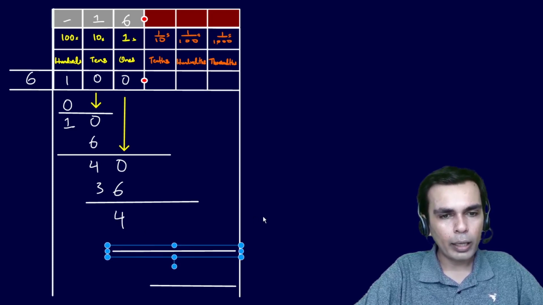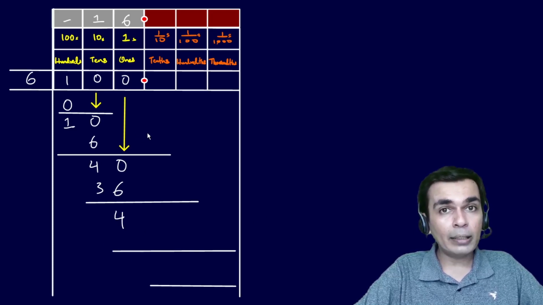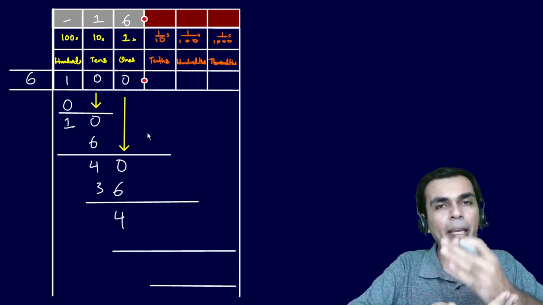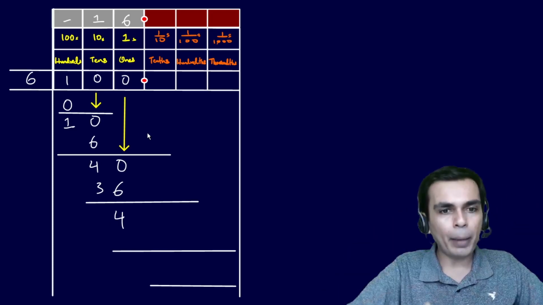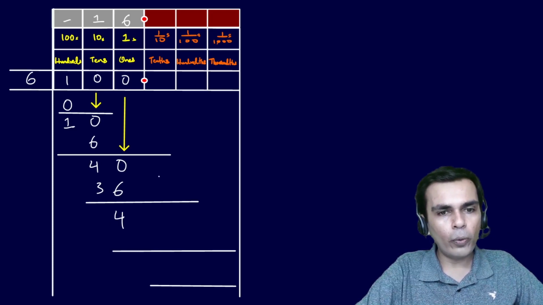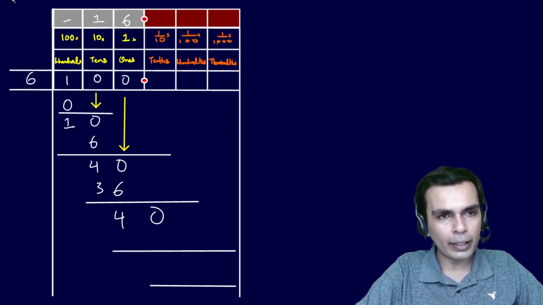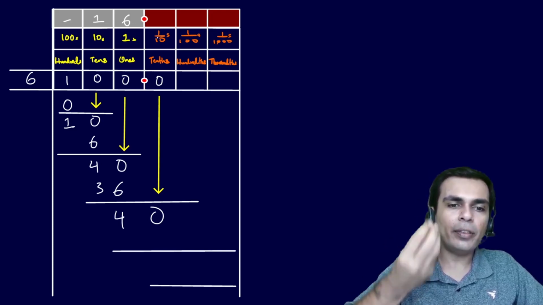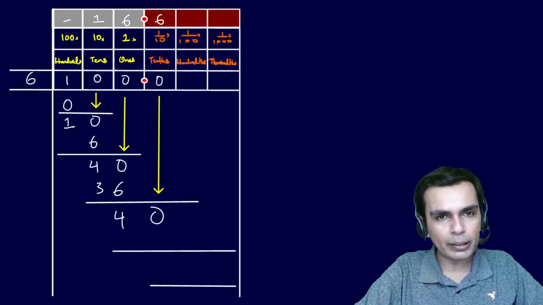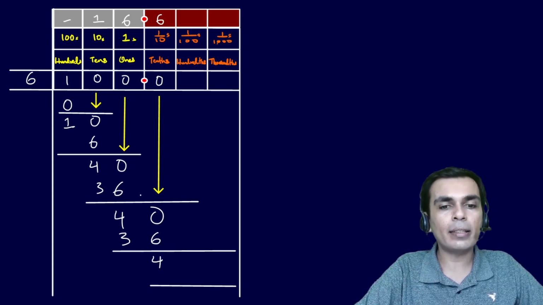Now what do I do? I continue this further. If I have ones, I now have to move to fractions. I break it into tenths. One whole has been broken into 10 parts. So therefore, 4 will become 40 of these tenths. If I have 40 of these tenths, then I can give again 6 of these tenths to 6 people. Therefore, 6 given away, so I have given away 36. Again, I have 4 of these tenths left.